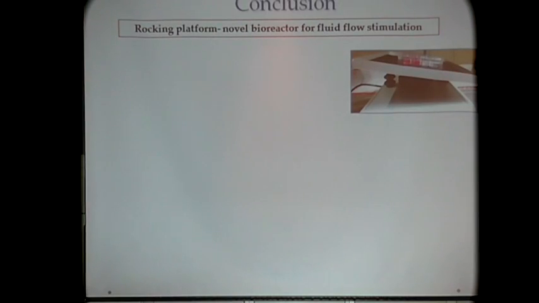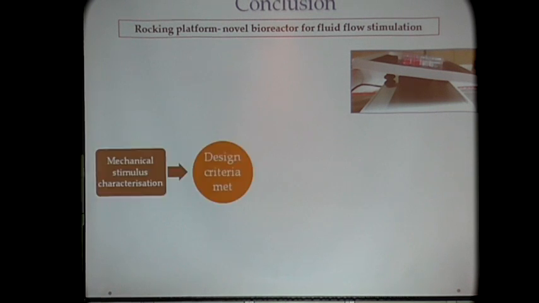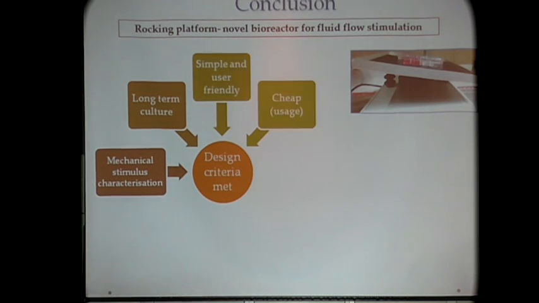So in conclusion, the rocking platform is presented as a novel bioreactor system for fluid flow stimulation, where the design criteria were met: the mechanical stimulus was characterized, it enabled long-term culture, it was easy to use, cheap, and the equipment already existed in the lab.